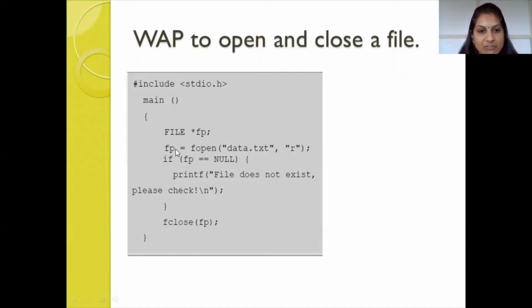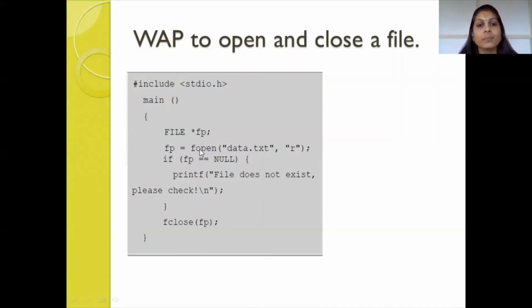Suppose this fp pointer returns a null value. That means the file does not exist. But suppose it returns a non-null value. That means we can read the data from that particular file. Here the file is data.txt. But suppose this file does not exist. Then the fp value is null, and the null condition is true. Then it prints the message file does not exist.